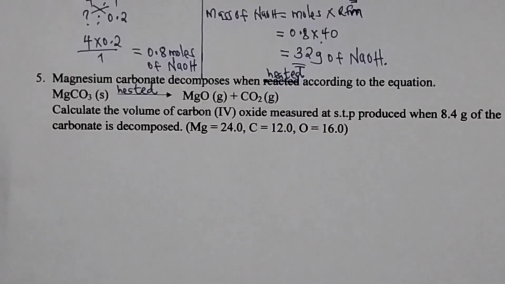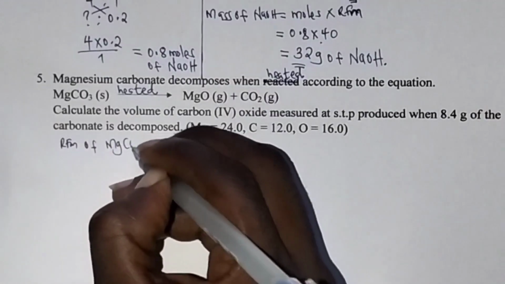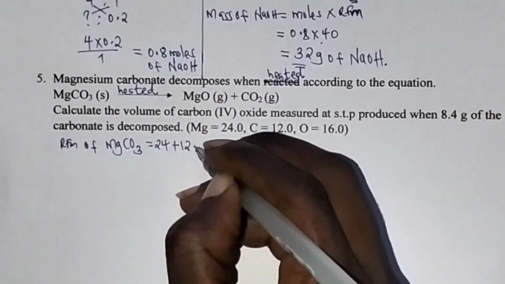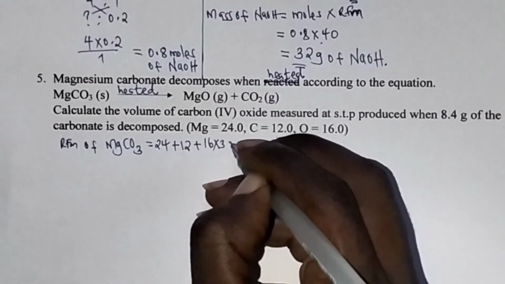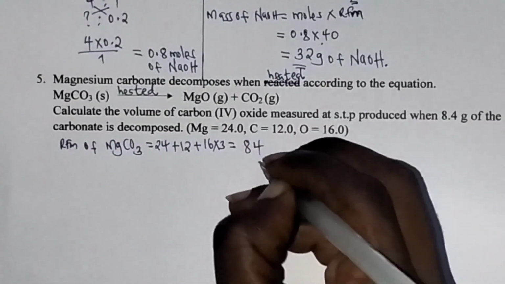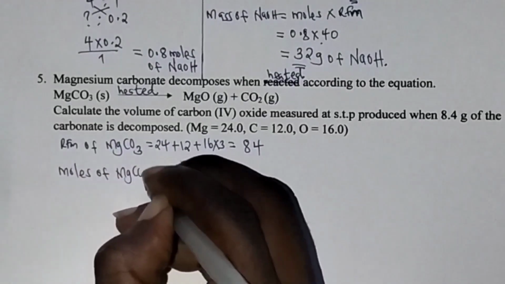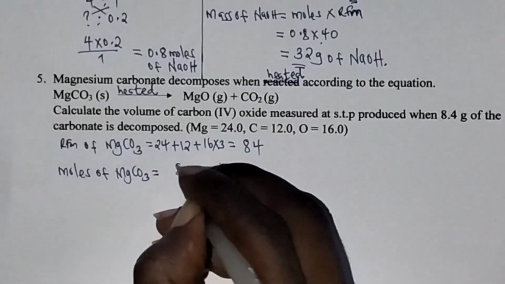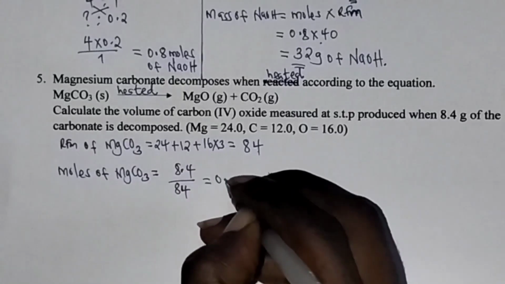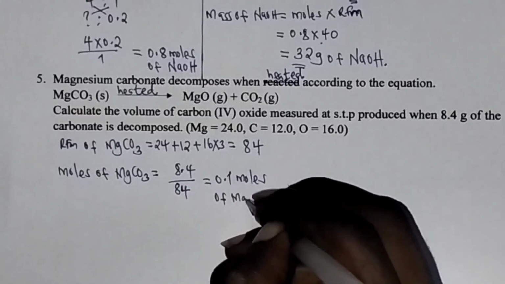So first of all, we have to look for the RFM of magnesium carbonate. The RAM of magnesium is 24 plus the carbon is 12 plus 16 times 3 for oxygen. What are we going to get? We are going to get 84. So next we get moles of magnesium carbonate. Moles is equal to mass, which is 8.4, divided by RFM, which is 84. Here we are going to get 0.1 moles of magnesium carbonate.